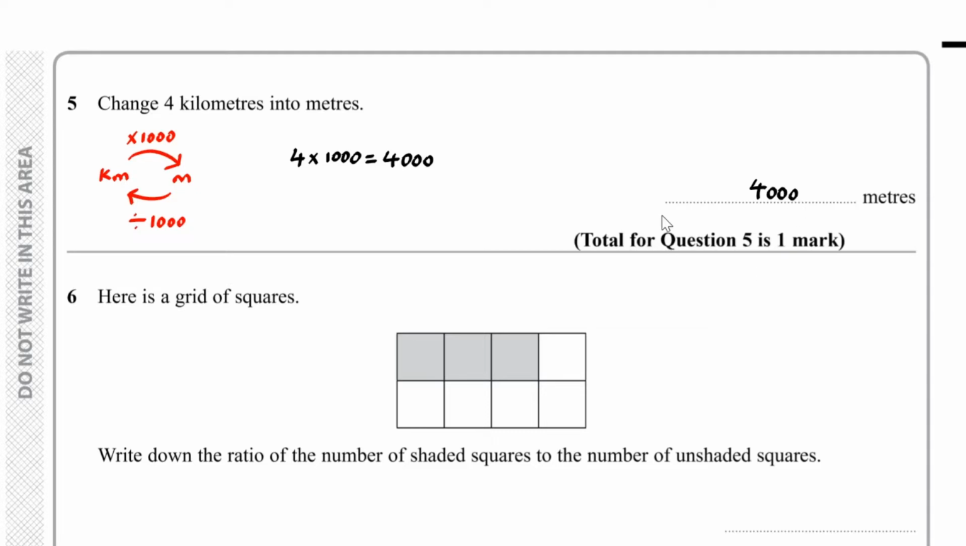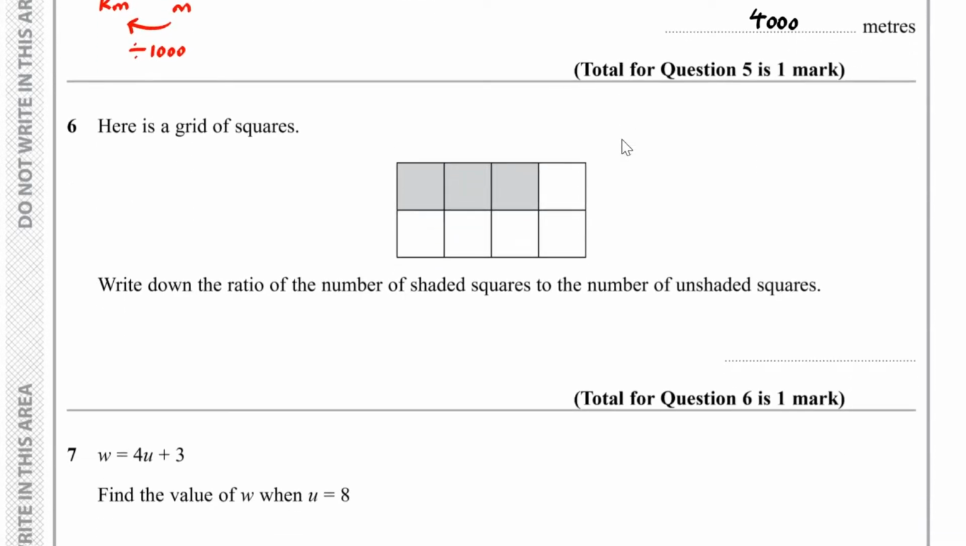Question 6. Here is a grid of squares, and we have to write down the ratio of the number of shaded squares to the number of unshaded squares. Well, we'll see that 3 squares are shaded. The number of squares that are not shaded is 5, so the ratio is 3 to 5.